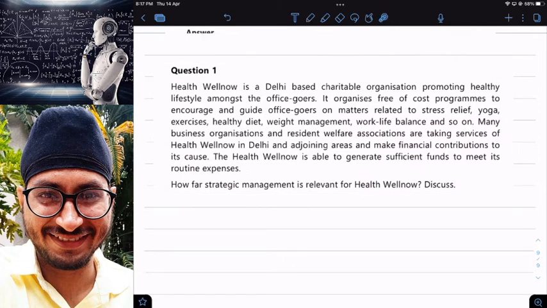Now, question number one. Health Well Now is a Delhi based charitable organization promoting healthy lifestyle among office goers. It organizes free of cost programs to encourage and guide office goers on the matters related to stress relief, yoga, exercises, healthy diet, weight management, work life balance, and so on.